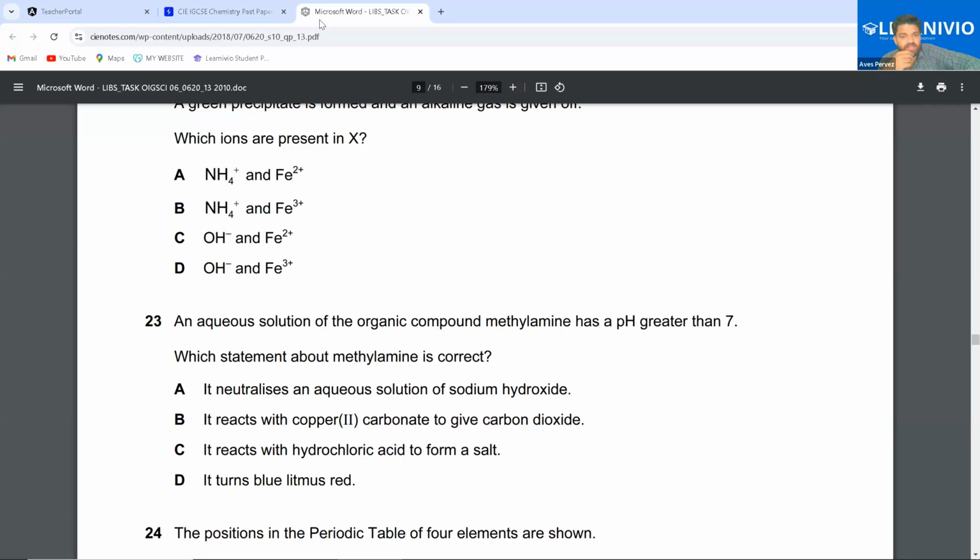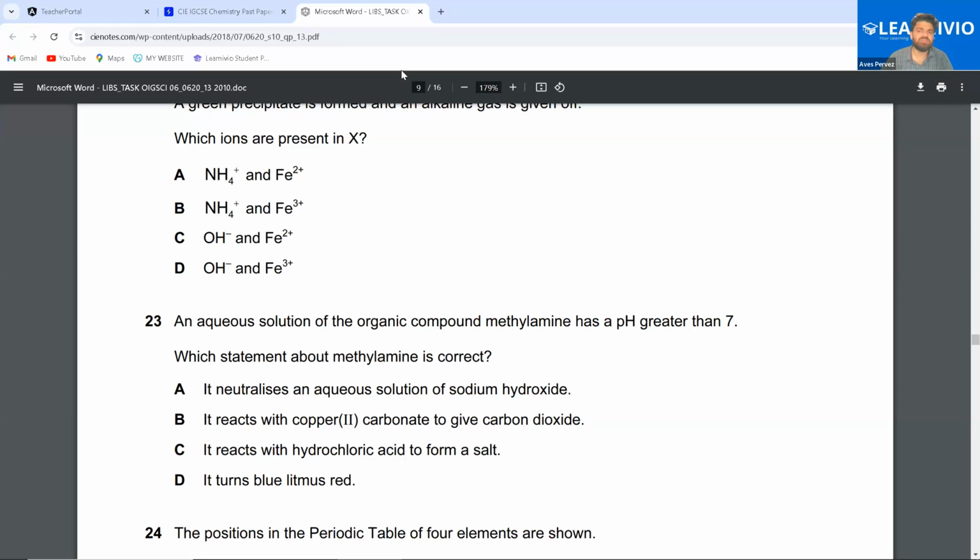So which statement about methylamine is correct? It implies the aqueous solution reacts like sodium hydroxide. So which is the correct option? This is not even there. No, I don't know the answer and I don't think it's there. It is a very simple question. This question is related to acids, bases and salts.